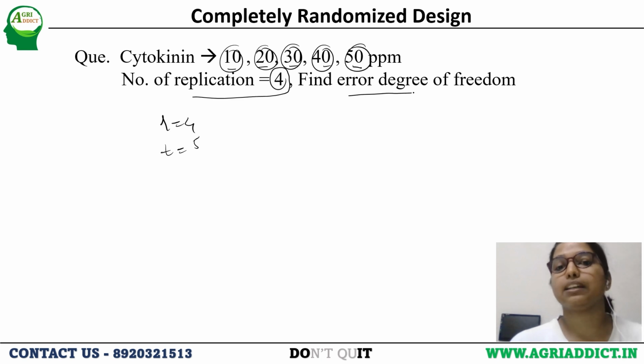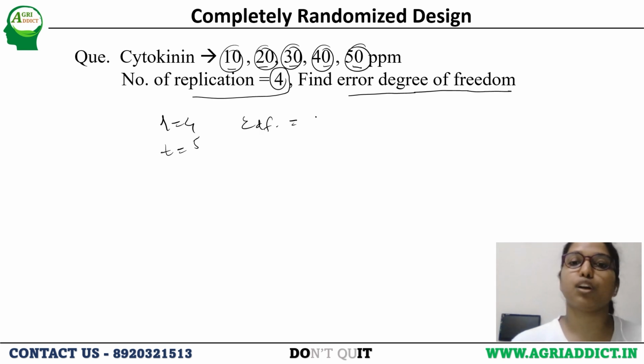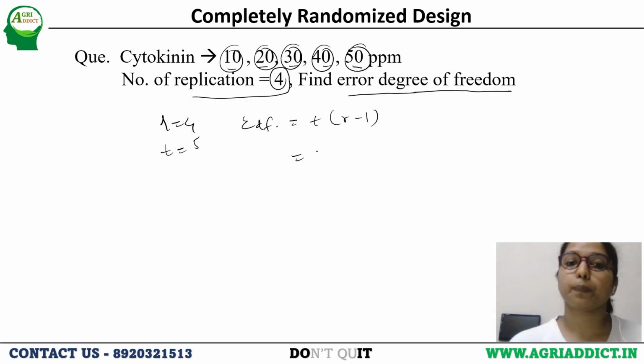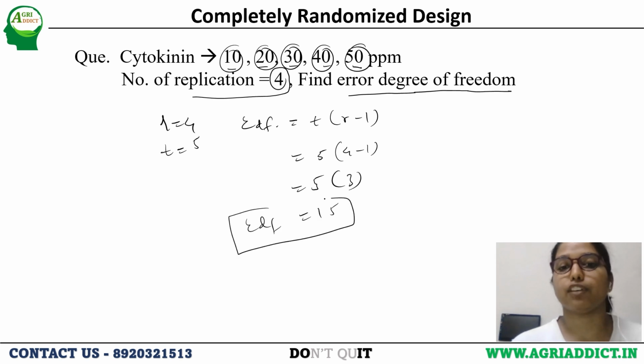Now we are told to find the error degree of freedom. So what is the formula? It is t into r minus 1, which we studied in the previous slide. Put in the values: 5 into (4 minus 1), that is 5 times 3, and 5 times 3 is 15. So the error degree of freedom will be 15. These kinds of questions will be asked in the JRF examination.